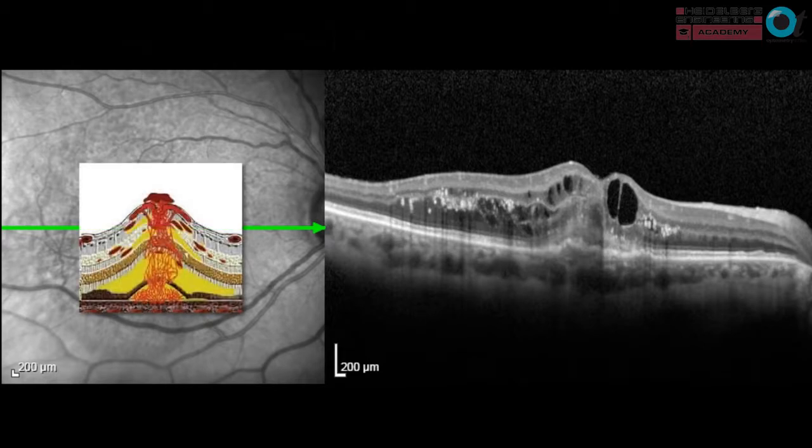And this patient, in actual fact, has retinal angiomatous proliferation, which is a chorioretinal anastomosis, which causes gross intraretinal edema, exudate, and subretinal hemorrhaging, and is a subtype of wet AMD.